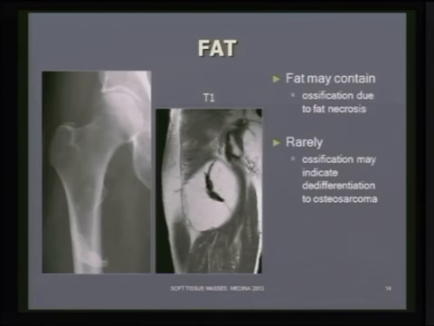Sometimes we see ossification within fatty tumours. You can see the fatty lesion here in the anterior aspect of the thigh on the plain radiograph, and we see also an area of ossification within the tumour. This corresponds to the area of reduced signal intensity on the coronal T1 weighted image. And the ossification is most commonly due to fat necrosis, but rarely ossification, if it's very poorly defined, may indicate dedifferentiation to osteosarcoma. So it's an important thing to remember that simple lipomatous tumours can dedifferentiate, and sometimes if they ossify, very rarely this could represent the development of osteosarcoma within a liposarcoma.